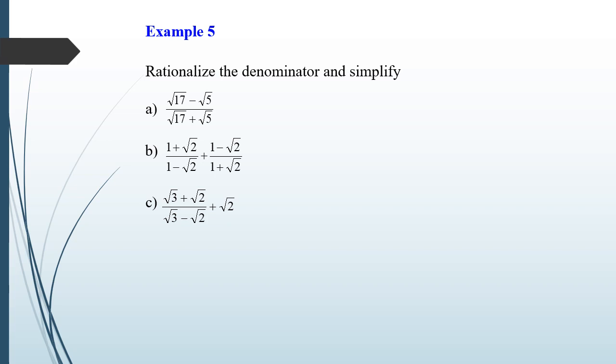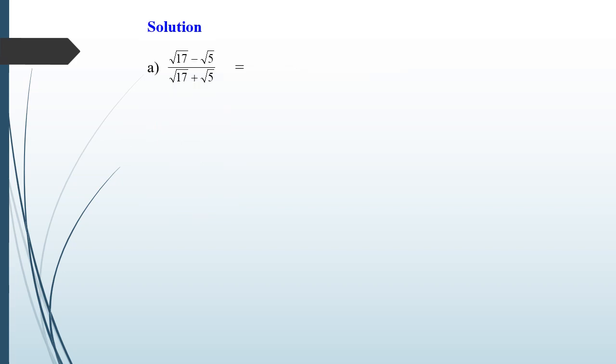Now, why do we need to rationalize? If we notice all these questions, all of them have denominators with surds. So this is not a good representation of that number. Okay, we need to eliminate any surds on the denominator. So here, what we need to do is multiply with the conjugate of the denominator. Okay, let's do question A.